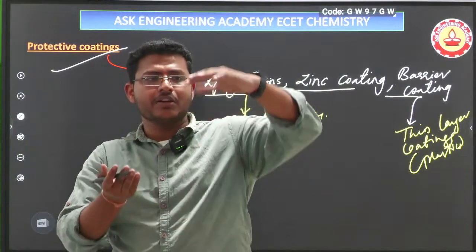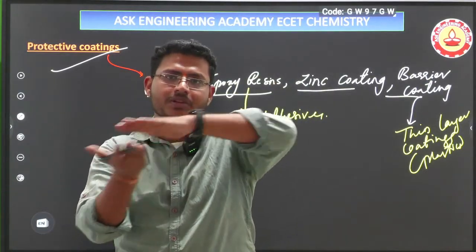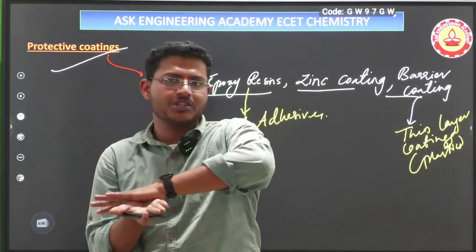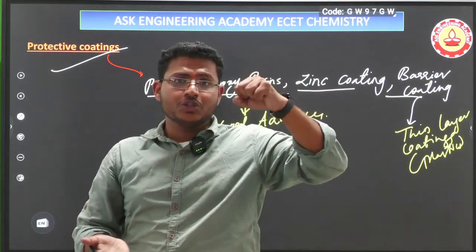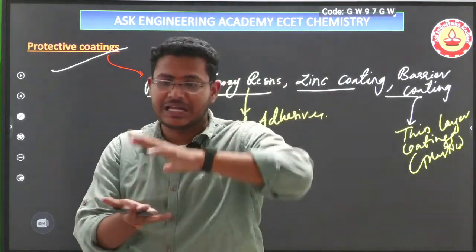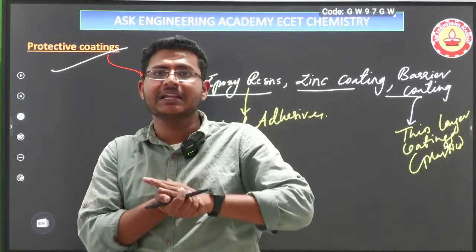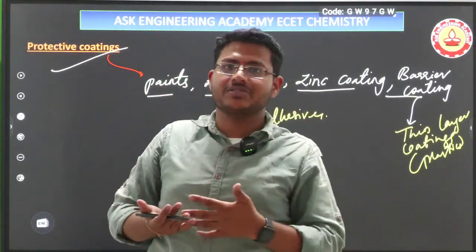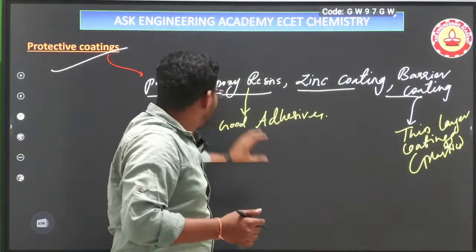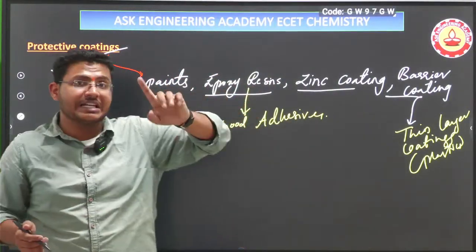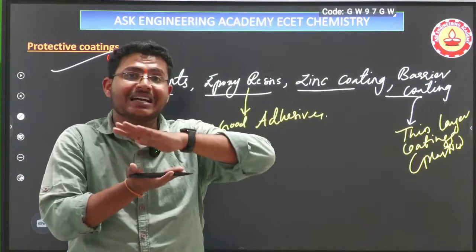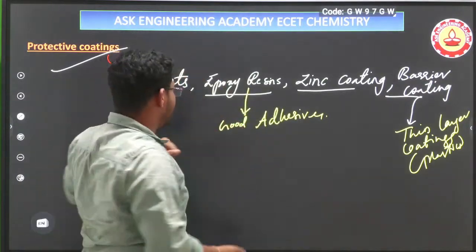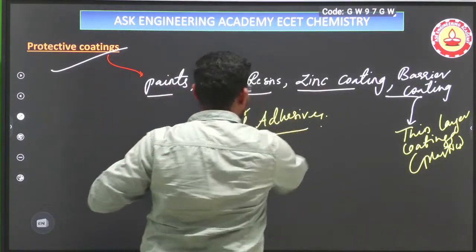Adhesives in the sense, when we apply paint to the metal surface to prevent corrosion, in order for it to stick onto the metallic surface, we have to add some kind of adhesives. They are called gum-like structures or binders. So these epoxy resins are one such type of binder that increases the adhesive properties of paints. So this is what epoxy resins are.